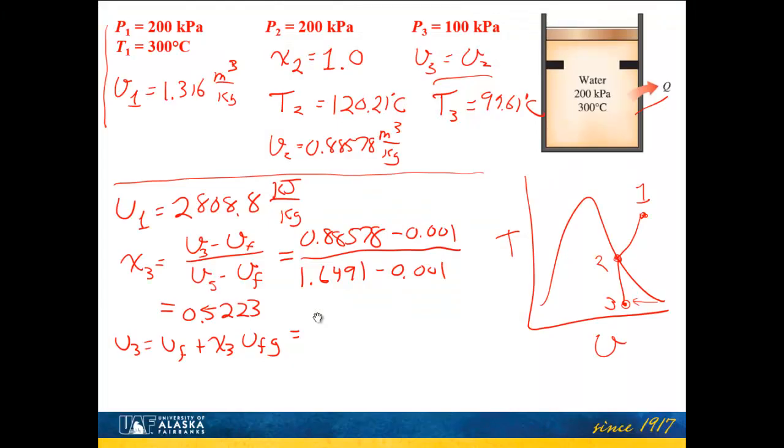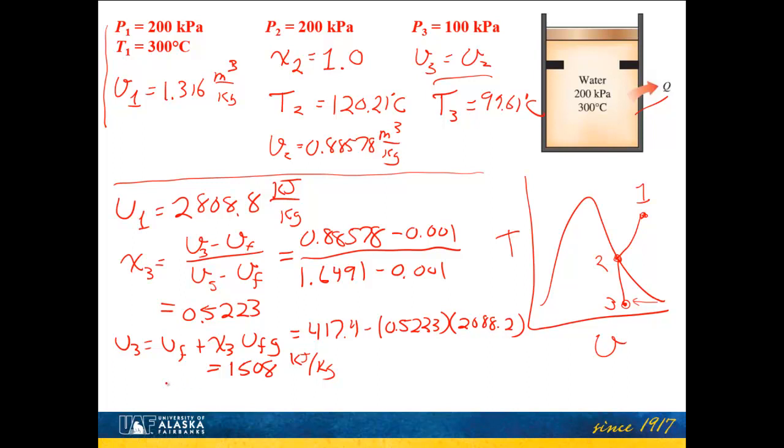So U3 is equal to UF, 417.4, plus my quality that I just calculated of 0.5223, times UFG, 2088.2. And then if I do that arithmetic there, I get 1508. That is kilojoules per kilogram. So there's the energy at the final state.